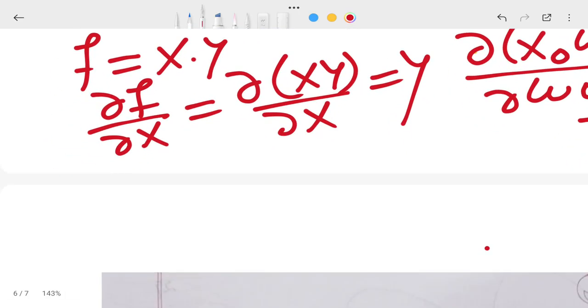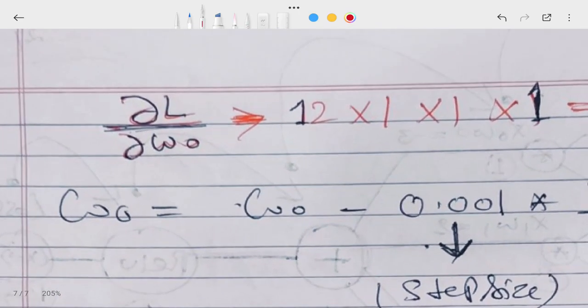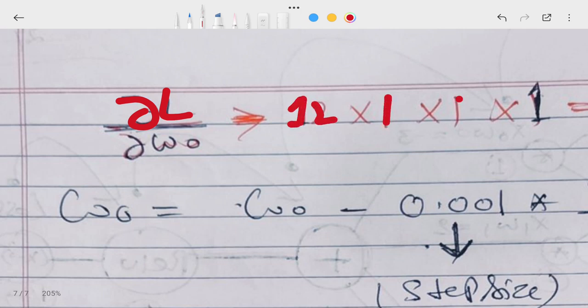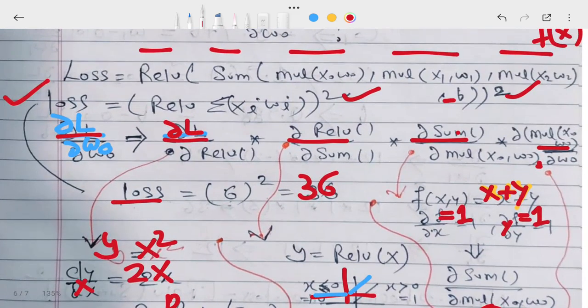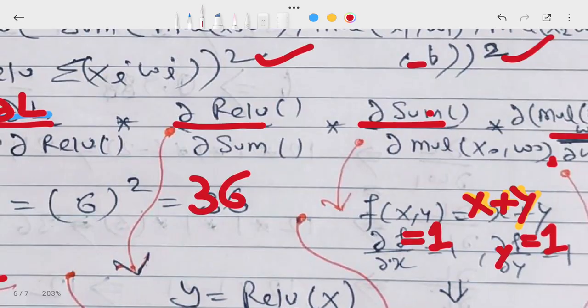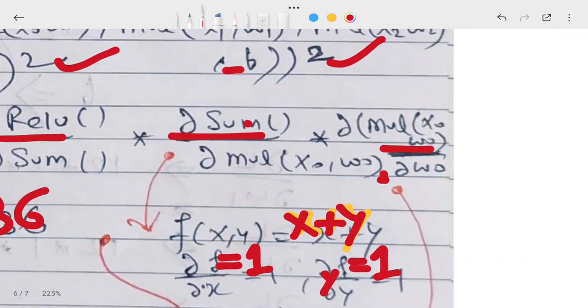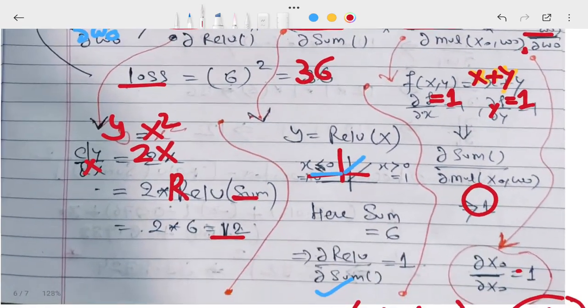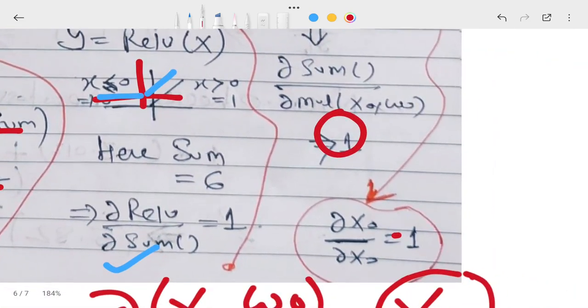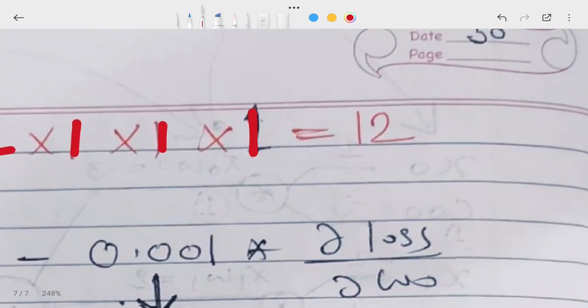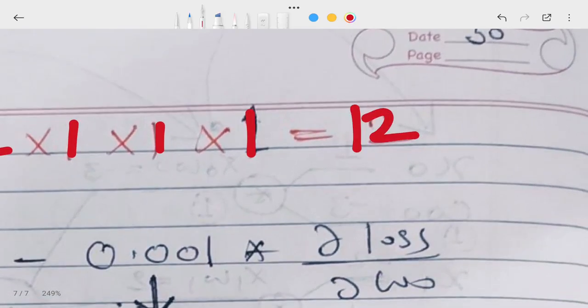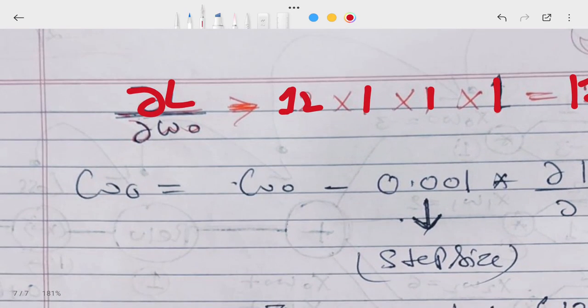Similarly, you will work for w1 also. So this is w0. At last I will put all the values. This is the first value, this is second, this is third, and this is fourth. I am putting all the values here: dL/dReLU, dReLU/dsum, dsum/dmul, and dmul/dw0. These values are equal to 12, 1, 1 and 1. So I will update these values and write them here. So this is my dL/dw0.